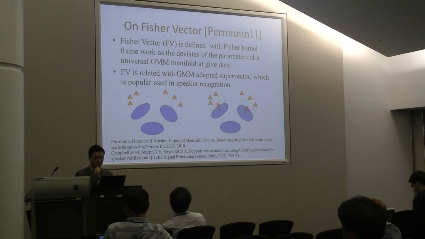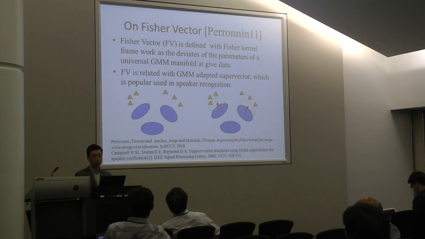Actually, in my view, Fisher Vector is very related to the GMM adapted supervector, which has long been popularly used in speaker recognition, as some of you know. It's like this: we have a universal background GMM, and we have some new data points here. In the GMM adaptation, we adapt this GMM according to the new input data.